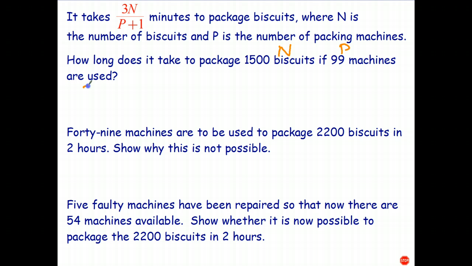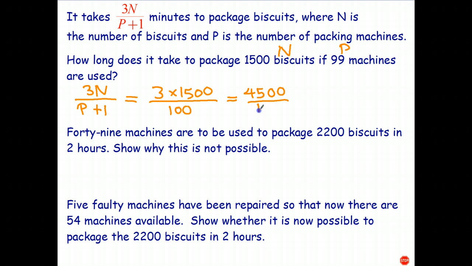Once again, we start by writing the expression. Second step, we substitute. So we say 3 times 1,500 all over, and if p is 99, 99 plus 1 is 100. So write the expression, substitute, and the third step is called evaluate. 3 times 15 is 45 over 100. I can divide by 10, and I end up with 45 packing machines.